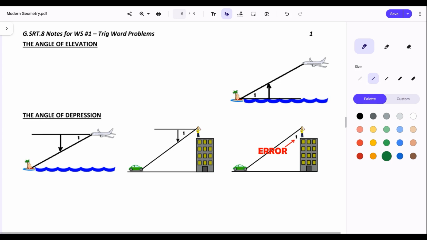Now, with some of the problems that we've already done before, even yesterday with the ramps, you might already have an idea of what I mean when I say angle of elevation and angle of depression, okay? We're going to talk about angle of elevation first. The angle of elevation is the angle formed from a horizontal line upward.